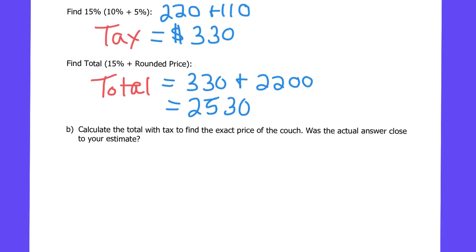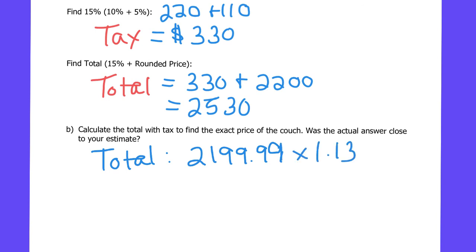And now we're going to calculate the actual amount. So we can use our calculators here. So our total is taking that original amount. So we're going to use the actual amount here, not the rounded version. And we're multiplying it by 1.13 because that's what tax is. And we're going to get $2,485.99. So there's our calculation. So again, we see our numbers are a bit different, but not too far off.